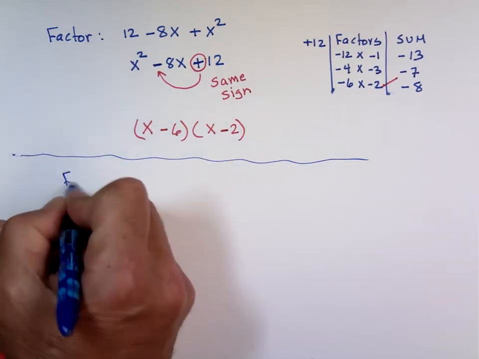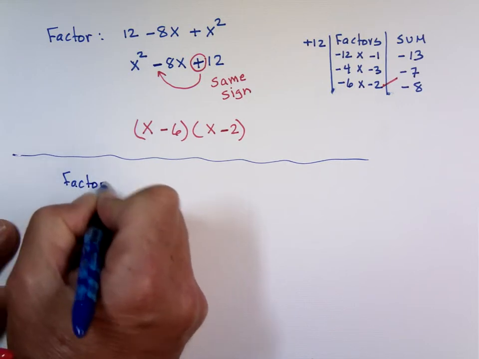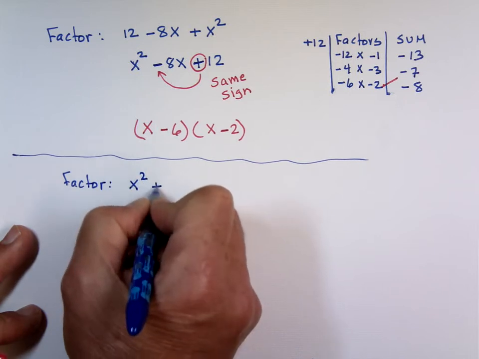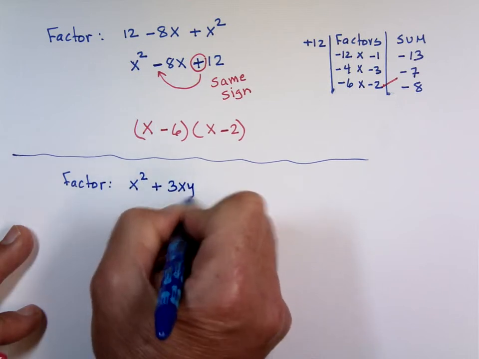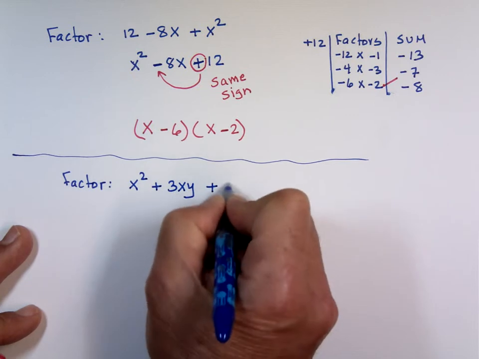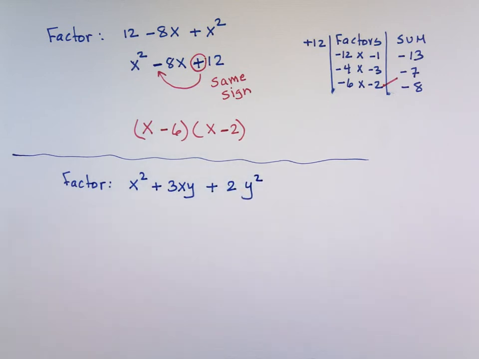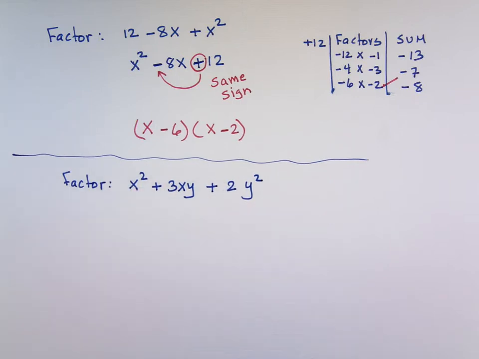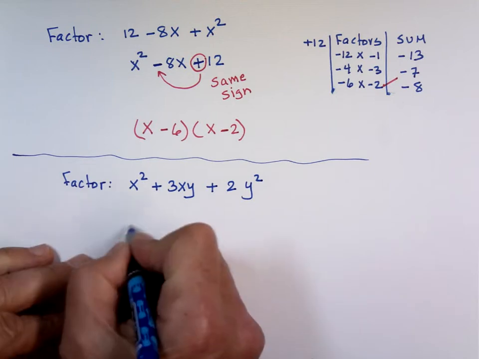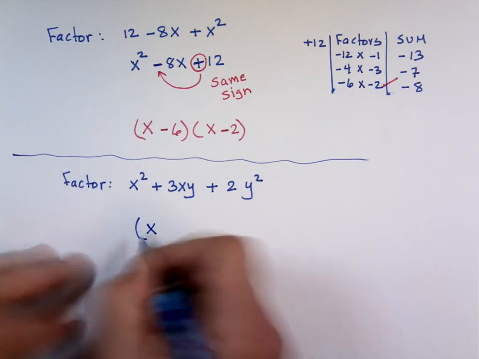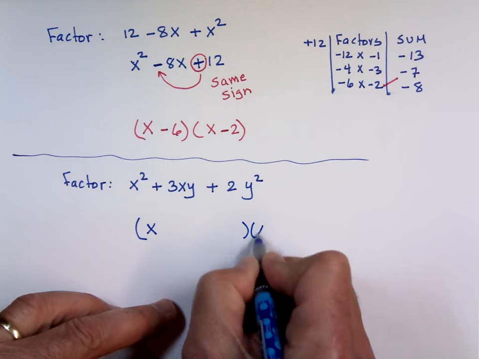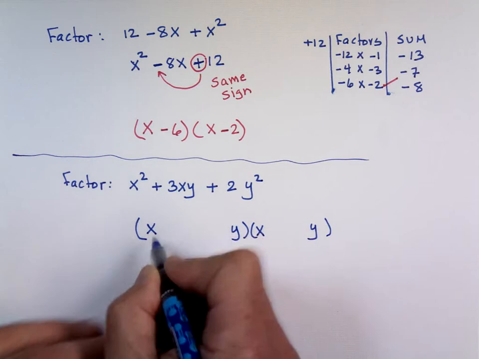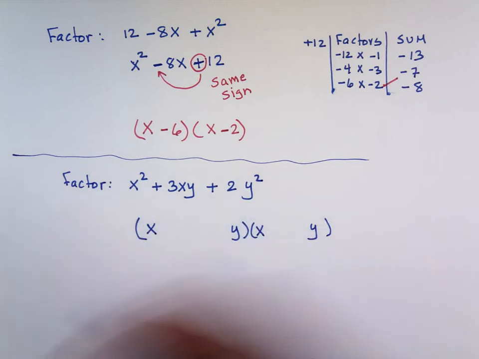Factor x squared plus 3xy plus 2y squared. Notice we've got x squared and y squared. So when I factor this, it's going to be x and x and y, because y times y is y squared, x times x, x squared. The problem is the 2 and the 3.